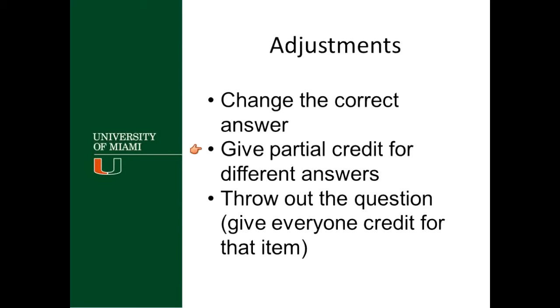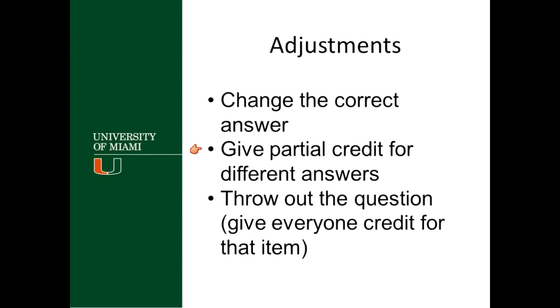Another adjustment you can make is to give partial credit for different answers. You may have a test that you've put down the 4 answers, and you realize that many of the students gave the wrong answer, and you think about it and realize, oh, I know what they did. They thought this. So they really deserve partial credit for that. And Blackboard has a way of giving partial credit for different answers.